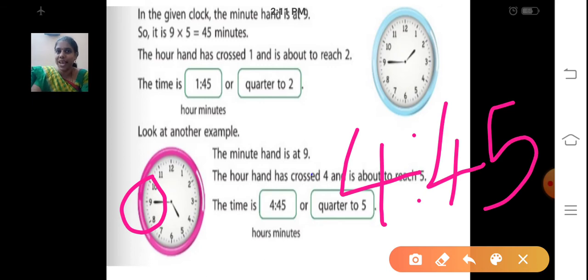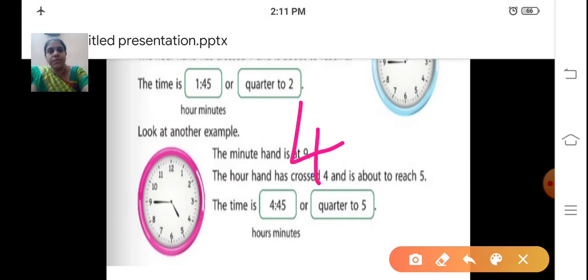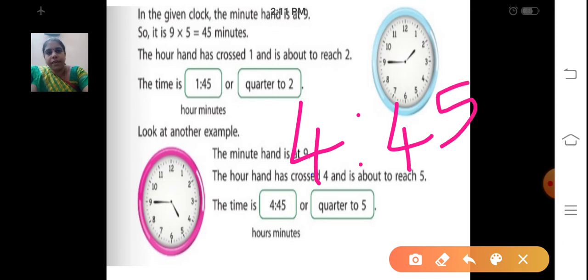So the time is 4:45, isn't it? What is the time? Just see, it is in 4. It has crossed 4 fully. So the time is 4:45. Now, how do we write it in other words?